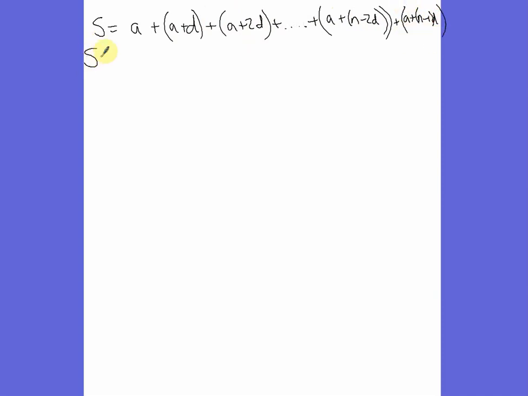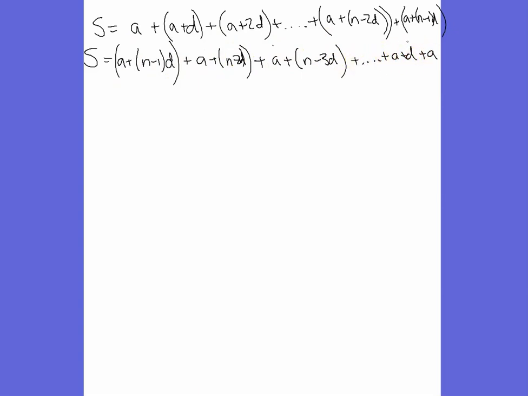And if we do it backwards, we get the same problem. So we're going to get a plus n minus 1d, the last term, plus the penultimate, so it's meant to be a 2d in there. Close that off. So let's do a plus, the one before that would be n minus 3d's. And that will continue on until we get to a plus d and then a. Okay. So if you remember, when we added these, we got exactly the same value.